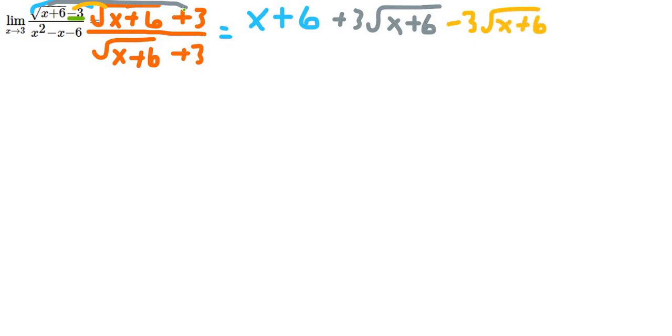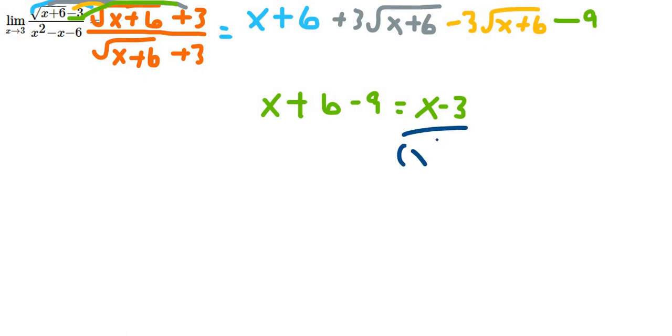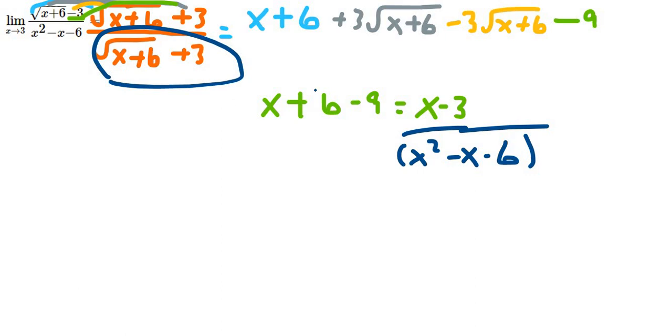And lastly, a negative 3 times a positive 3 is going to be a negative 9. Notice how the two middle terms are going to cancel each other out, make 0. So for the numerator, we just have x plus 6 minus 9, and that's going to simplify to be x minus 3. That is right now our numerator. Our denominator at the moment is really just x squared minus x minus 6. I'm just rewriting it times, because we still have to multiply by the conjugate, the square root of x plus 6 plus 3 there.